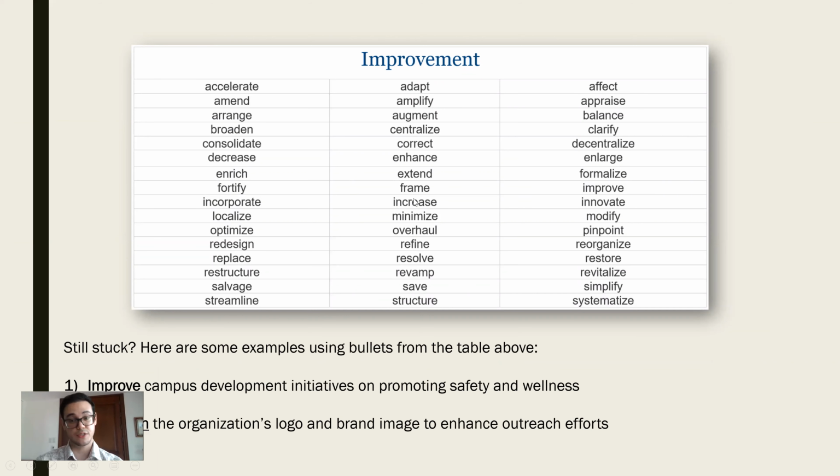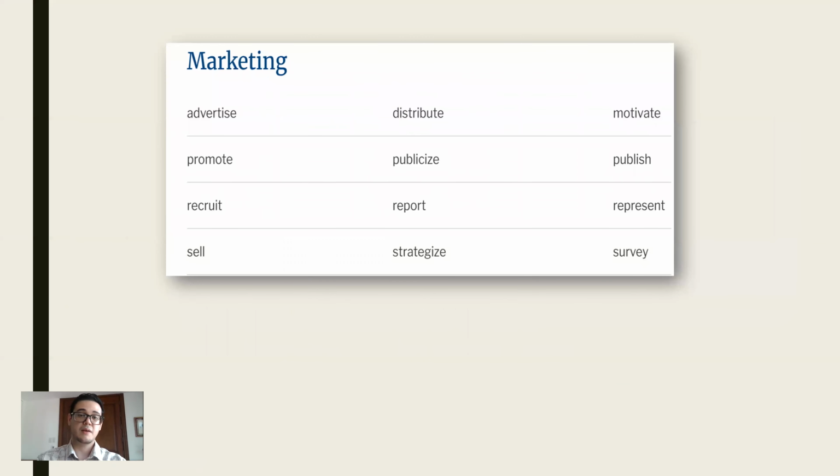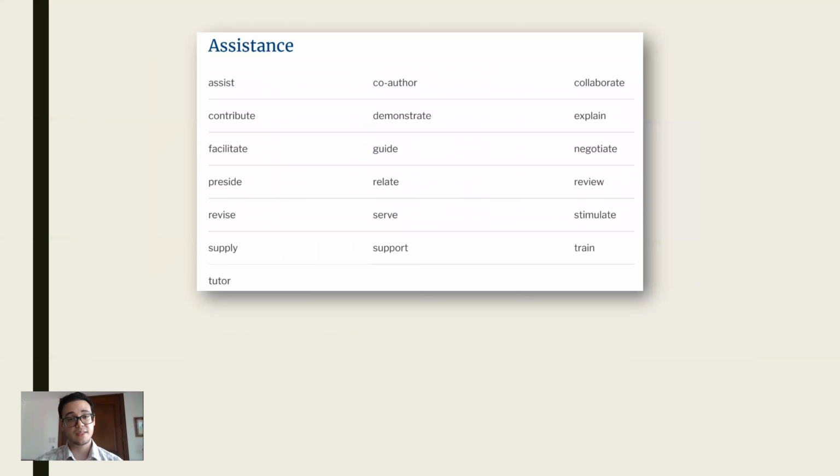There's so many things you could do, right? Creation, here are a few examples. Marketing, represent over 150 students. If you are a member of a club and made a speech or visited a location, you could say you represented that organization to achieve XYZ goals.